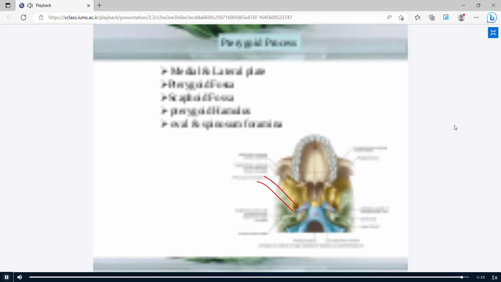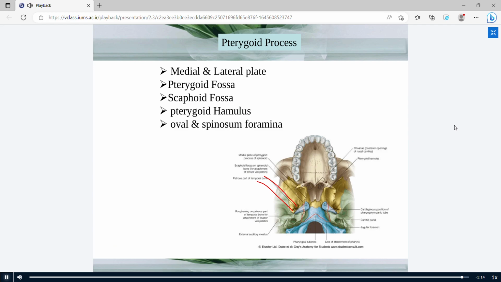Okay, it's finished. Okay, guys, today's subject is finished. Next Wednesday, I will explain about the other skull bones. If you have a question about the frontal, occipital, sphenoid, and parietal bones, you can ask the question.